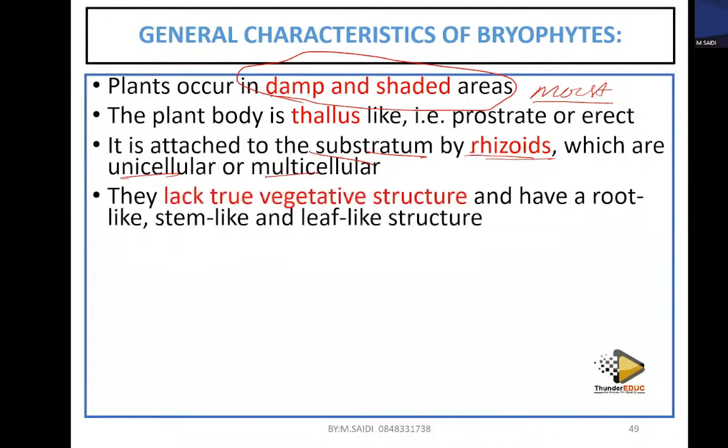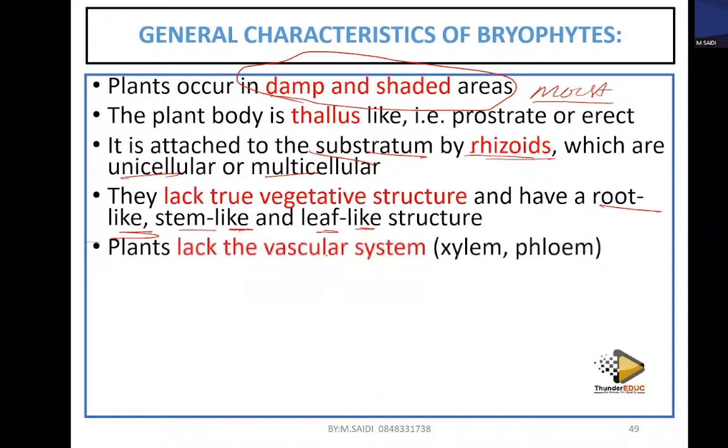And then you're saying that they lack a true vegetative structure, and they have root-like parts. You see, root-like, stem-like, leaf-like. This dash means that they're not true roots, but they look like roots. They're not true stems, but they look like stems. They're not true leaves, but they look like leaves. That's the meaning. These plants lack a vascular system, meaning that they don't have xylem and they don't have phloem, as I explained.